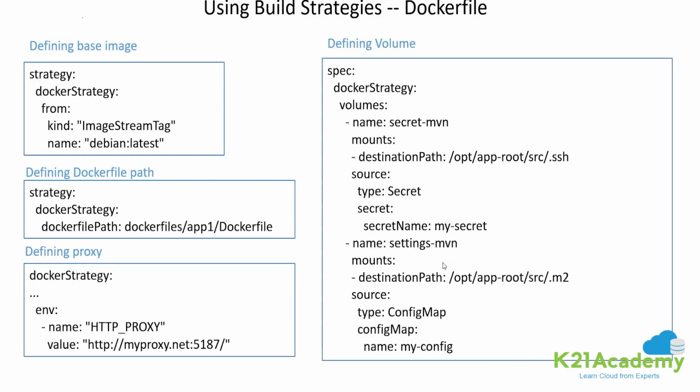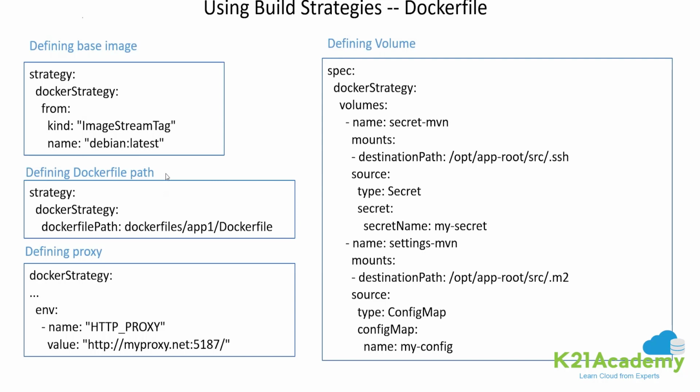Now, this is what I wanted to explain about the build strategies. We discussed the three build strategies, right? One is the Docker strategy. That is the first strategy. In the Docker strategy, see how we write the information about which image stream you would like to pick up, or which image you would like to use as a base image. So, defining a base image.